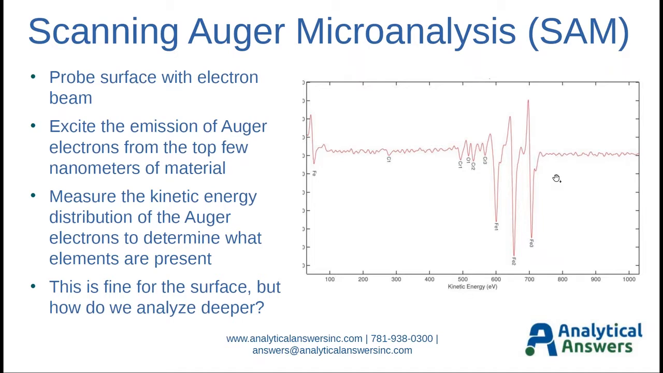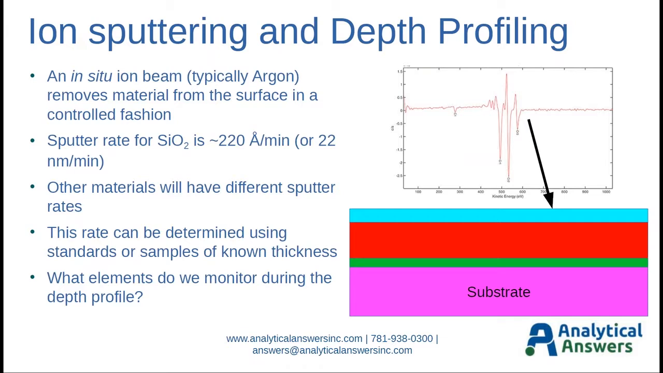And so we know the coatings are around 100 nanometers thick, potentially. And we also know that we can only analyze the top 5 with Auger. So how do we get deeper into the surface? This is where we start doing ion sputtering and depth profiling. In the Auger system, we have an in situ ion beam, which typically uses argon ions, but others can be used. And it removes material from the surface in a controlled fashion through ion beam sputtering. And so the beam rasters over the surface of the sample and removes material basically layer by layer.